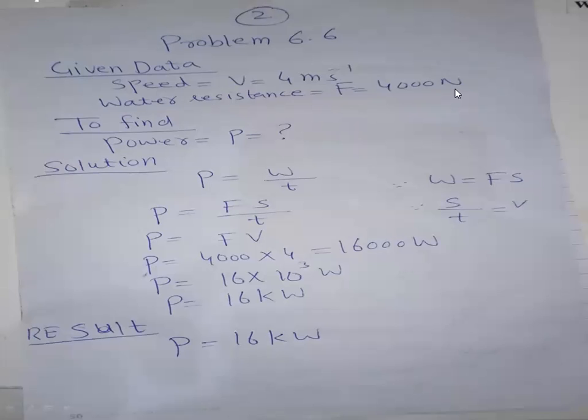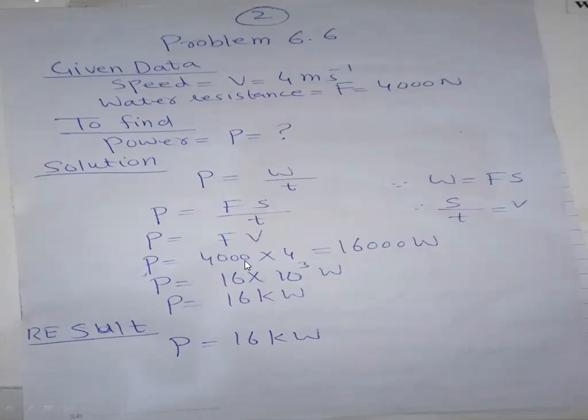To find, in this numerical we need to find power, and the formula for power is the rate of doing work. So P is equal to W by T, where W is the work done and T is the time. You know the formula for work done is F times S. So work done is equal to Fs divided by T. And you know the formula S by T is equal to V, so S is equal to Vt. I arrange this formula, V is equal to S by T. Just replace S by T with V.